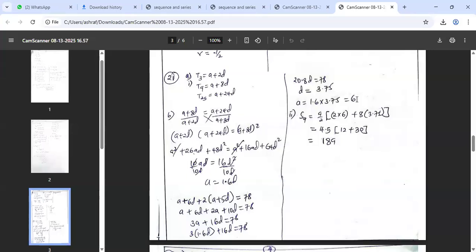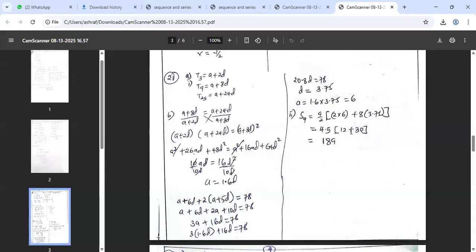Any question? Okay, so that part is clear.